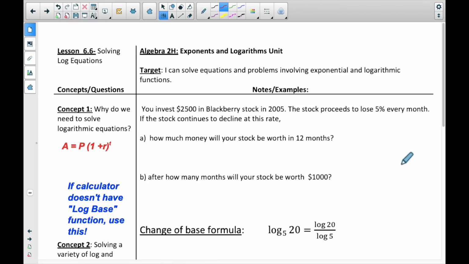Also, it answers the question of why. Why do we even have to do this? Why do we have to know logs? Well, because logs will help us solve equations.